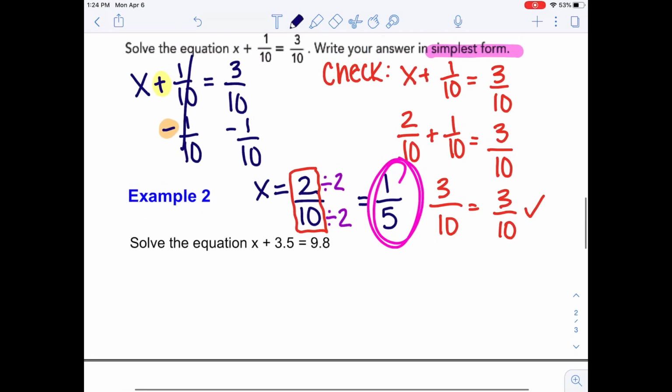Okay, last example that we are going to look at here is now working with decimals. Again, the steps are the same. The only difference is that you have decimals rather than whole numbers to work with. Okay, so I have x plus 3.5 equals 9.8. My first step, I want to get x all by itself. I want to isolate my variable.